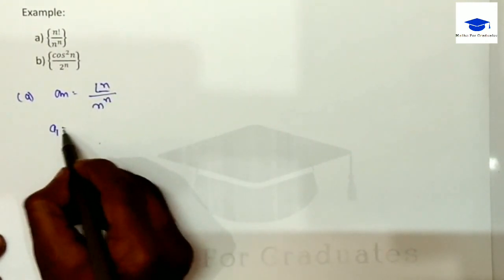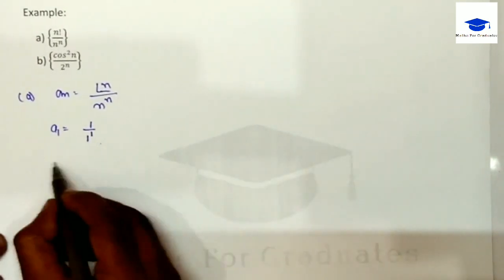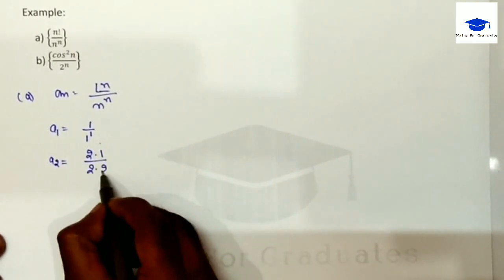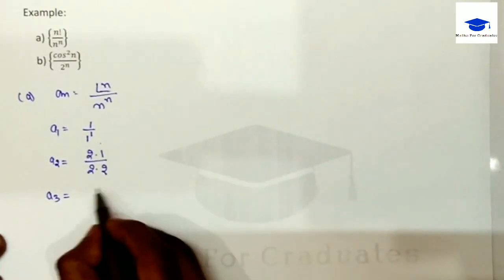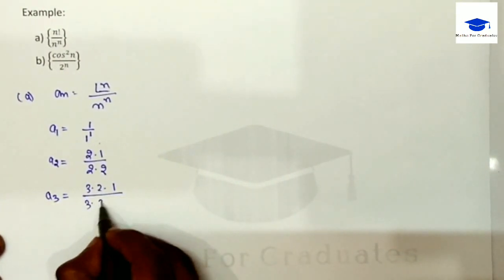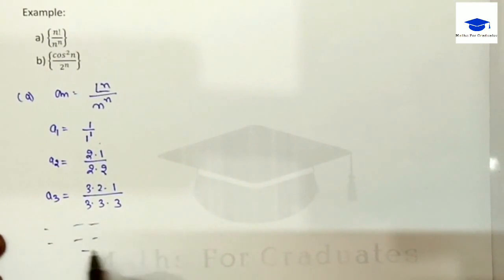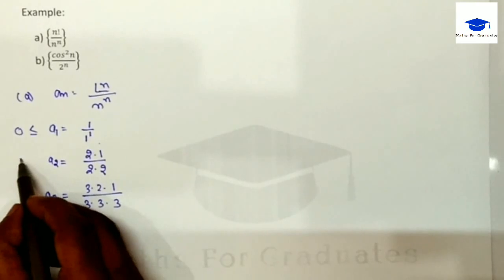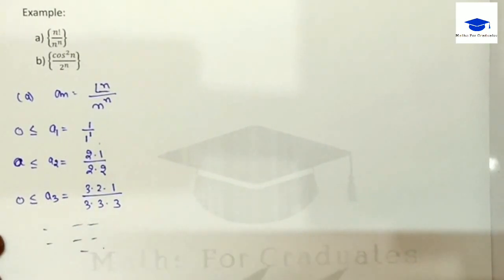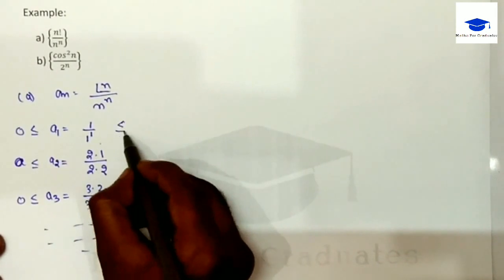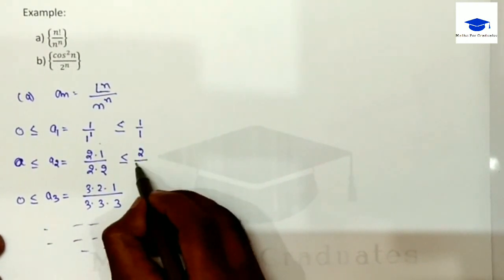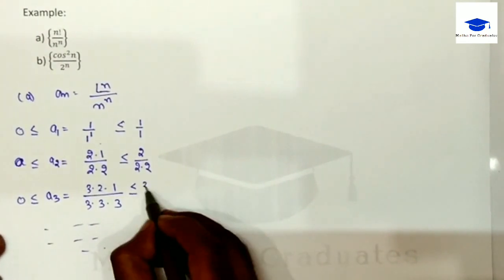As we know, a1 is 1 over 1, a2 is factorial 2 over 2 into 2, that is 1 and 2 over 2 and 2, a3 is factorial 3 over 3, 3, 3, and so on. As we can see, all the terms are always greater than 0. And we can see this is always greater than 1, and this will always be less than, and this will always be less than.